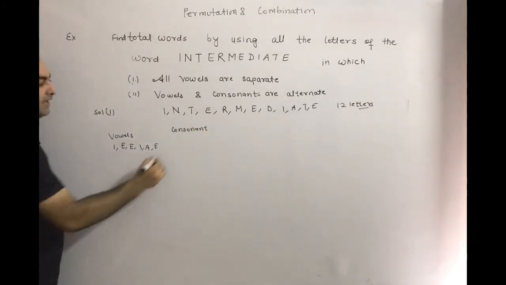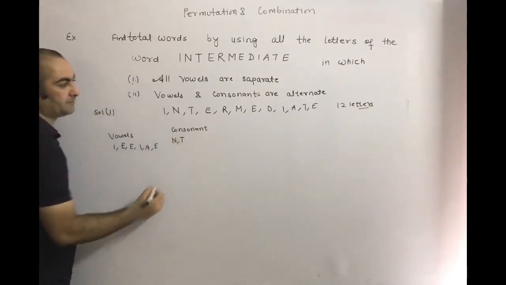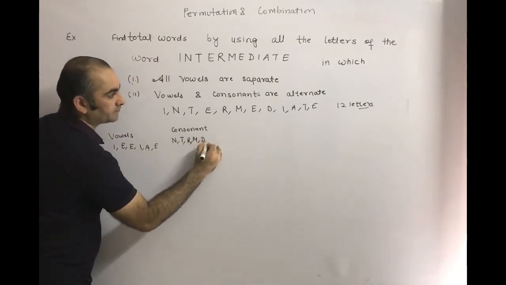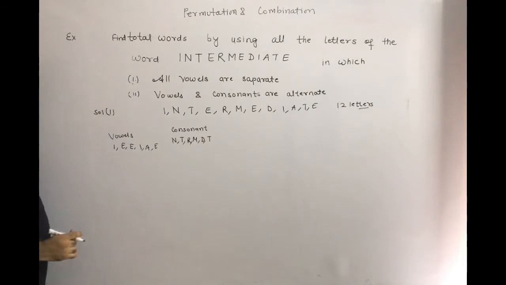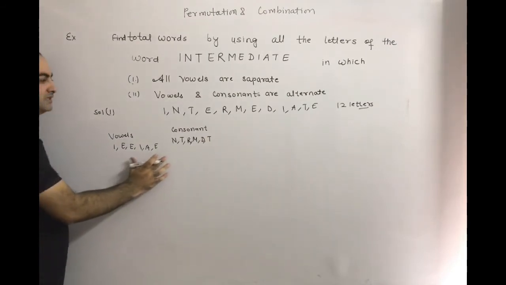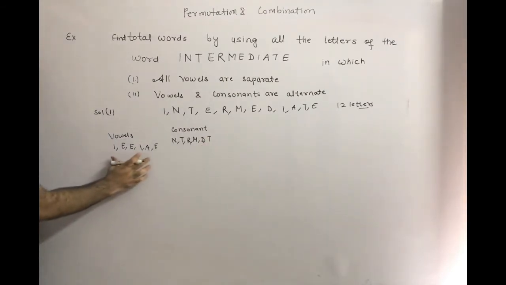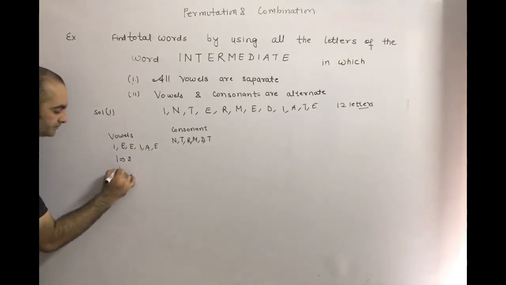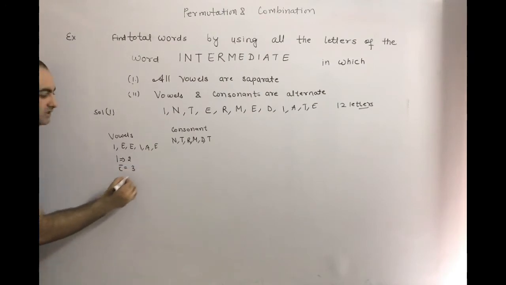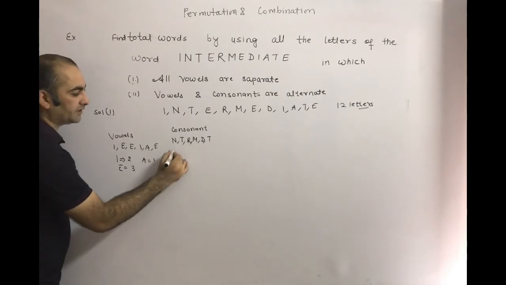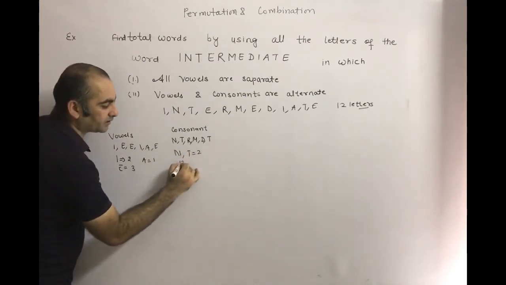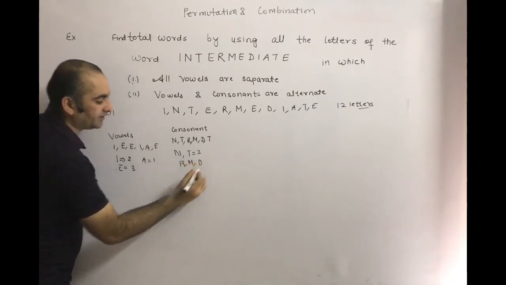Okay, consonants are what? N, T, then R, then M, then D, then T. So there are 6 vowels and 6 consonants. In vowels, if you check, there are 2 I and 3 E, and A is 1. In consonants, if you check, there is 1 N, 2 T, 1 R, 1 M, and 1 D.